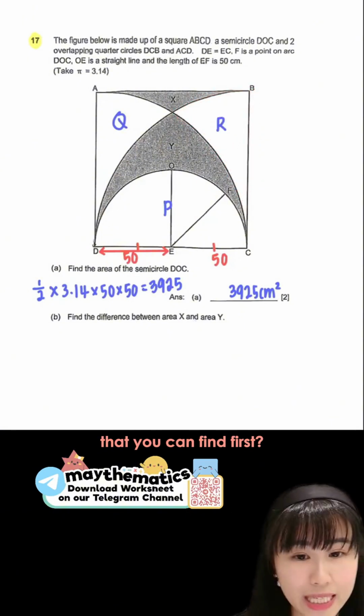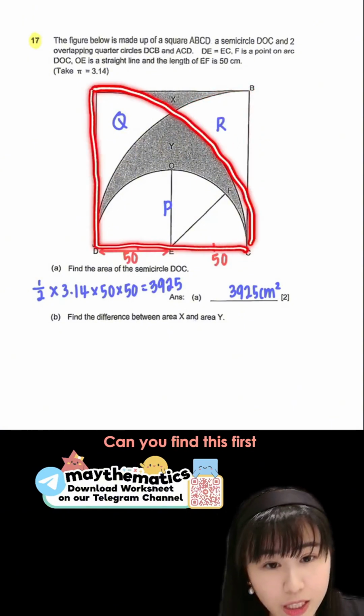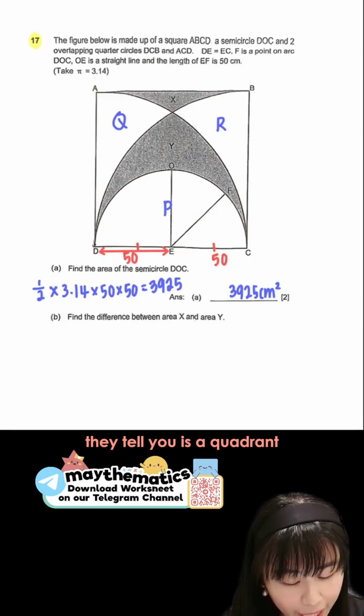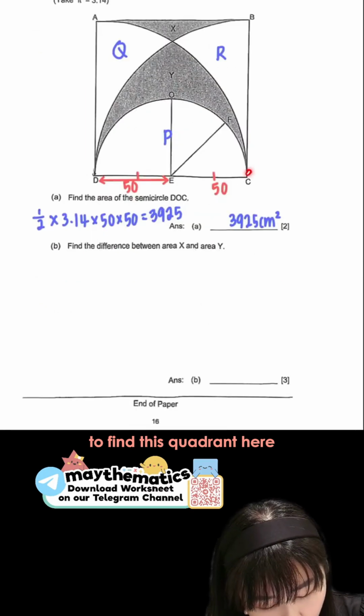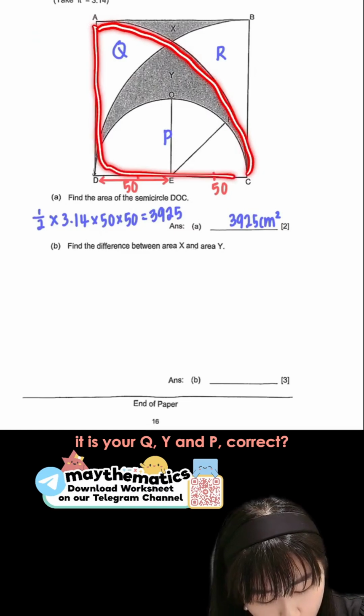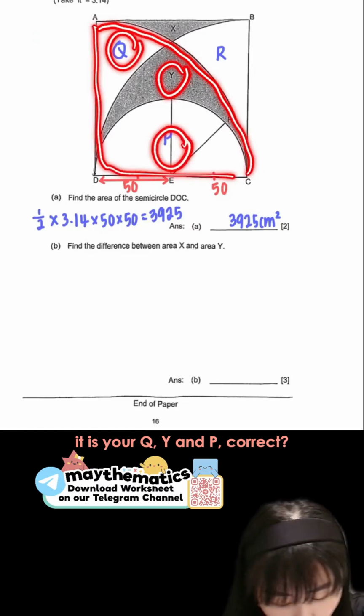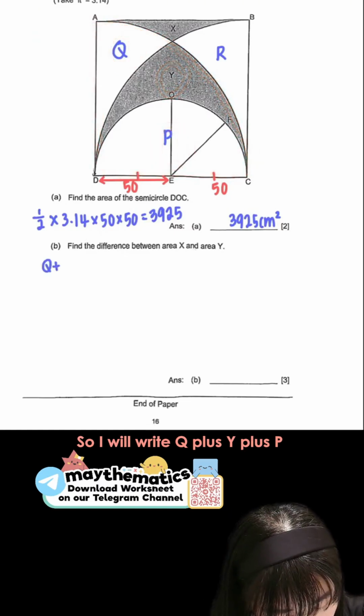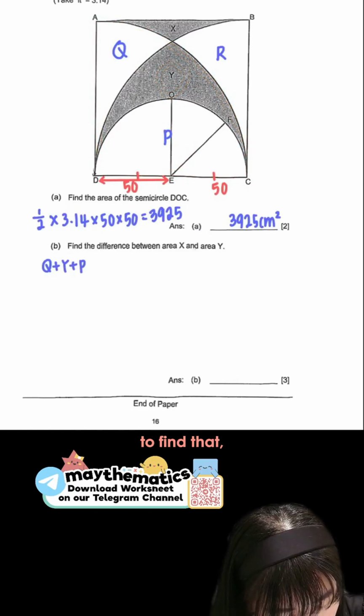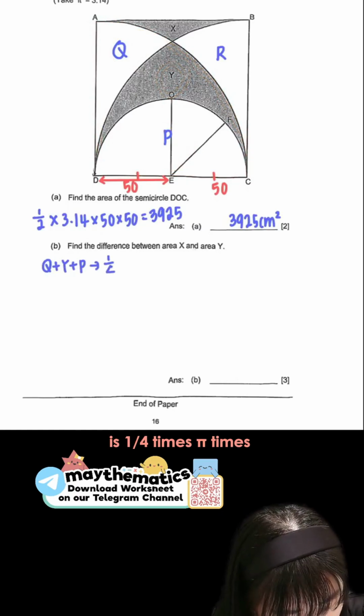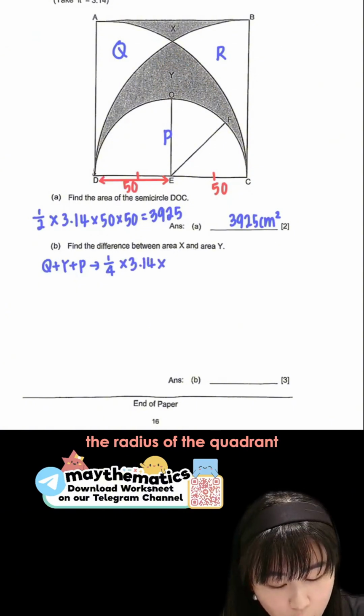So what are the things that you can find first? Can you find this first? They tell you it's a quadrant. To find this quadrant here, it is your Q, Y, and P, correct? So I will write Q plus Y plus P. To find that, it is 1/4 times pi times the radius of the quadrant squared.